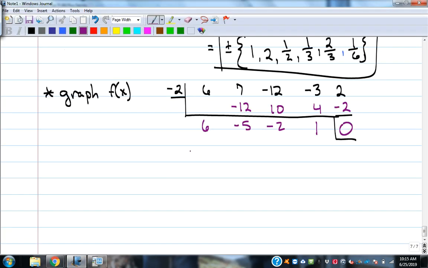So I'm going to set up another synthetic division, just taking this line and putting a +1 on the shelf. I should be getting a 0 in the remainder spot. Okay. Drop the 6 down.